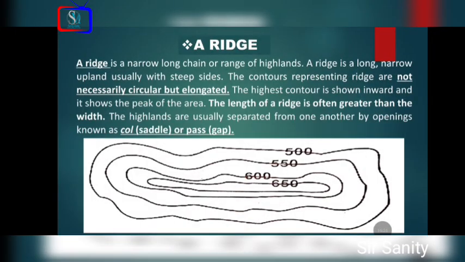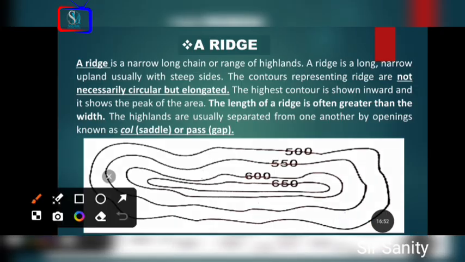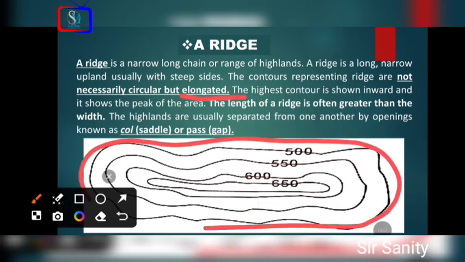Now, a ridge. A ridge is a narrow, long chain or range of highlands, usually with steep sides. So it's not all that broad, but it's narrow and very high. The contours representing a ridge are not necessarily circular, but elongated. This is what we mean when we say elongated: stretched out, not all that wide, but narrow and very long. That is the ridge.